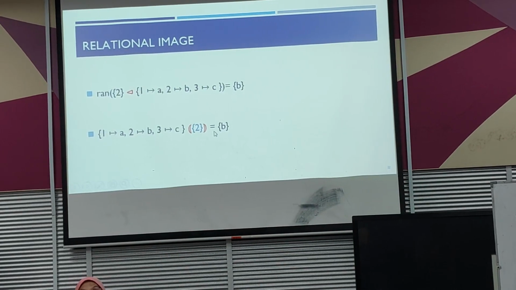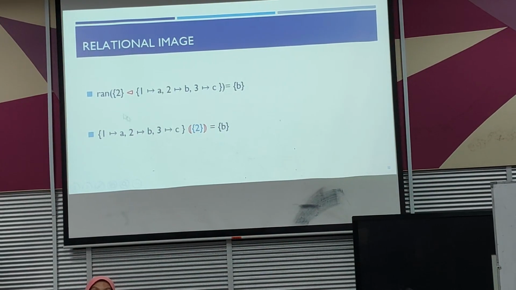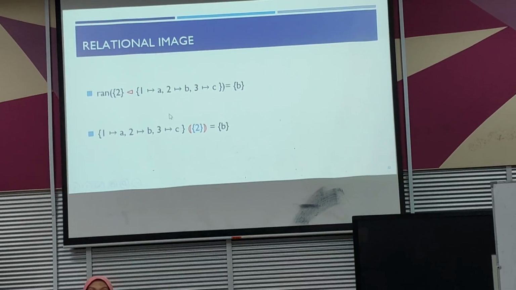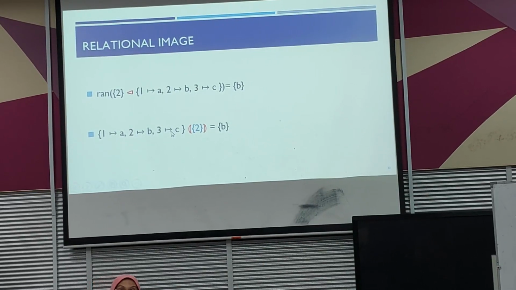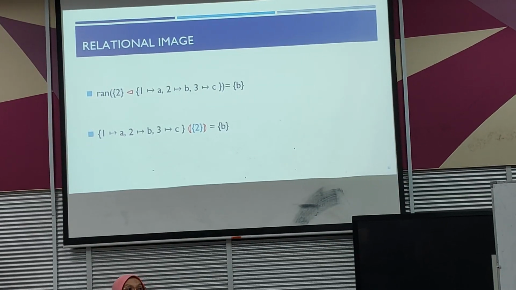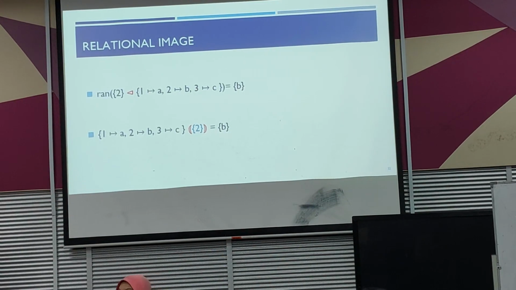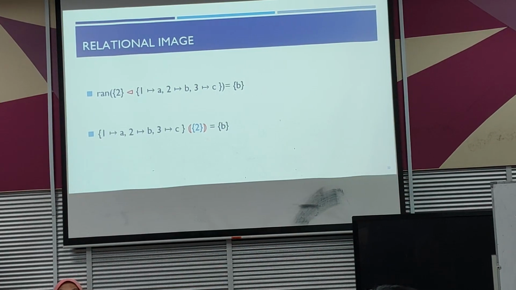So if let's say in your exercise, you can choose either one, whether you want to use domain restriction or you want to use relational image. But remember, relational image only used to search the domain data only. Not the range data. Only the domain data. That is relational image.